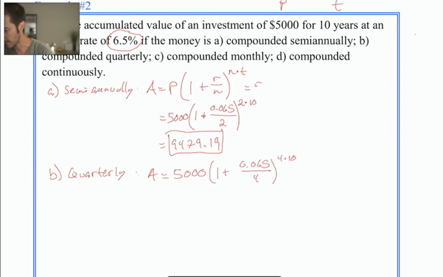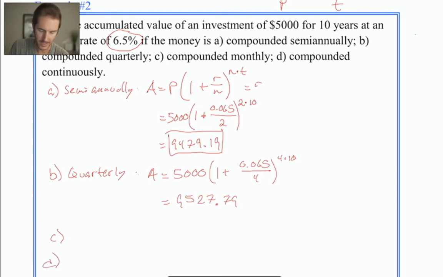I'll tell you what I got as a final answer. That's a 4. That becomes a 40. Enter. I got 9,527, so $9,527 and approximately 79 cents. You could go through the same motions to compound monthly. So I'm going to skip part C.